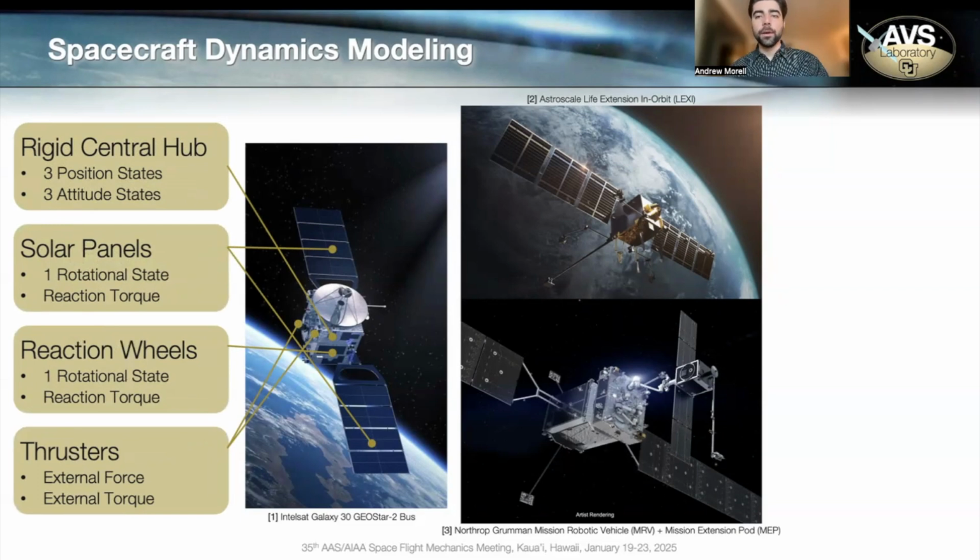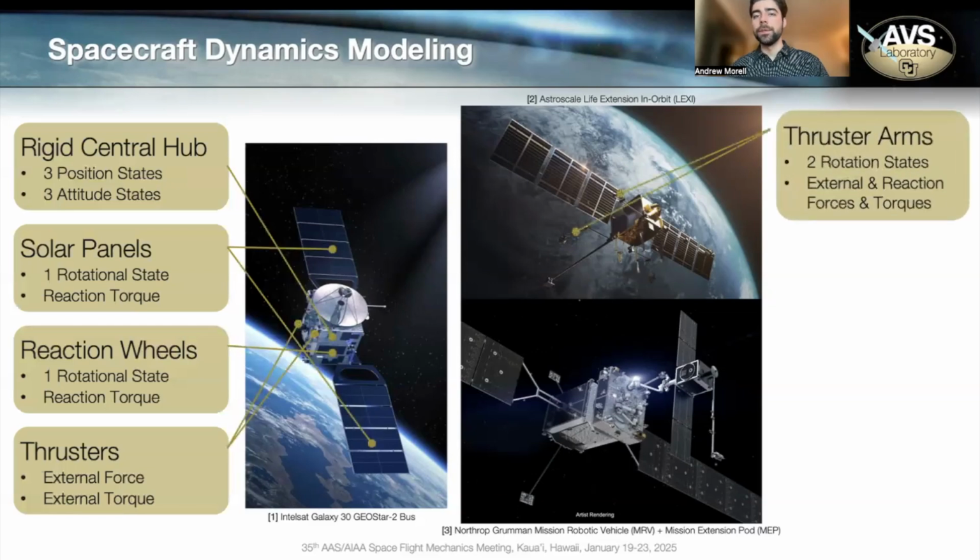Now, what we see on the right are what I'll be referring to as modern architectures, some more ambitious vehicles that have these components no longer under the assumption of being attached in parallel to our hub. So for example, in the top right-hand corner here with Astroscale's Lexi spacecraft, we see thruster arms. So now instead of being attached directly to that central body, our thrusters have these 2 degree of freedom revolute robotic arms between them and the central hub.